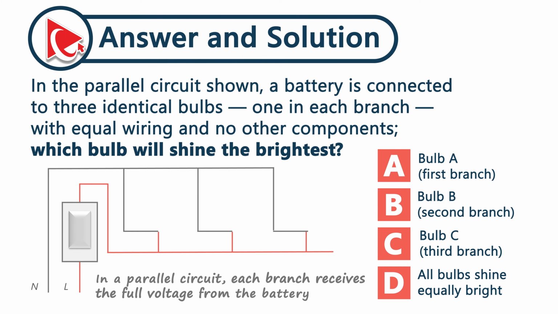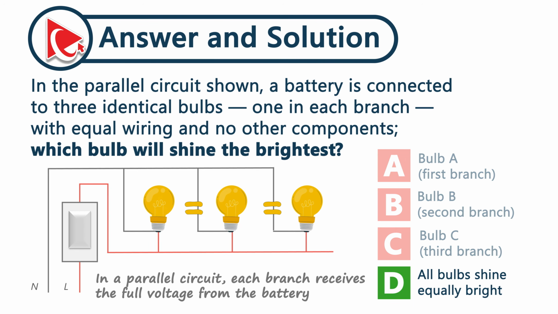In a parallel circuit, each branch receives the full voltage from the battery, so all identical bulbs shine with equal brightness. And the correct answer here is choice D.